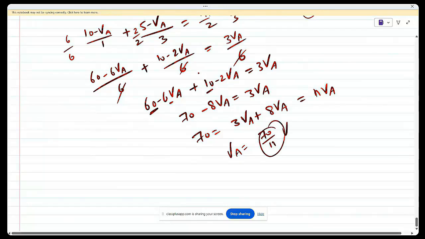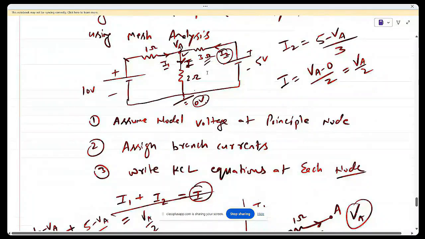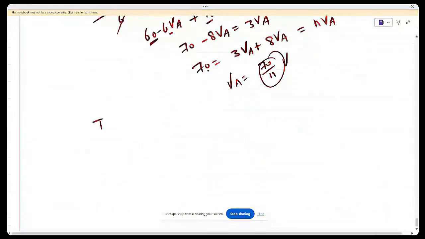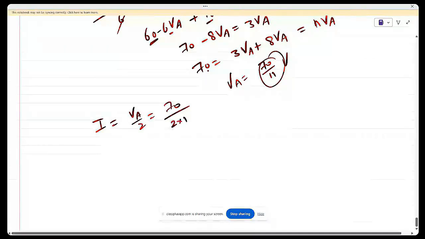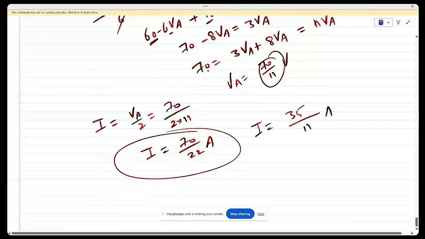70 upon 11 volt. But what was asked? It was asked to find the current flowing through this 2 ohm resistor. So what current is flowing? VA upon 2. So this I will be VA upon 2, which is nothing but 70 upon 2 into 11. So this I is nothing but 70 upon 22 ampere. This is the answer. You can simplify it as I is equal to 35 upon 11 ampere. Okay, this is the correct one.